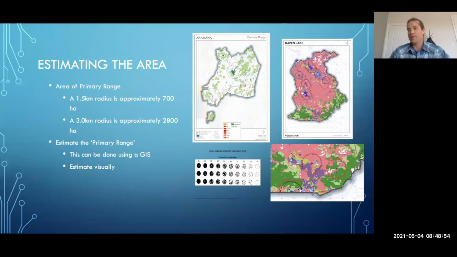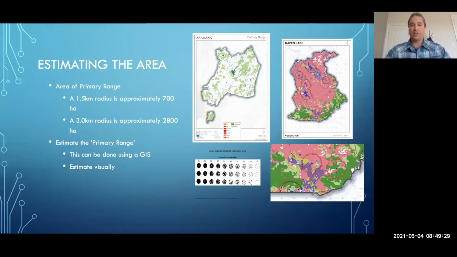So to estimate area, what we know is the area of a 1.5 kilometer radius circle is approximately 700 hectares, and the area of a 3 kilometer radius circle is about 2,800 hectares. So that's the base of our area from a water resource. And from there, we can estimate our forage category based on a visual estimate.